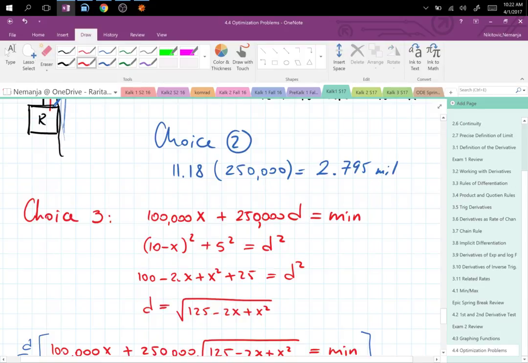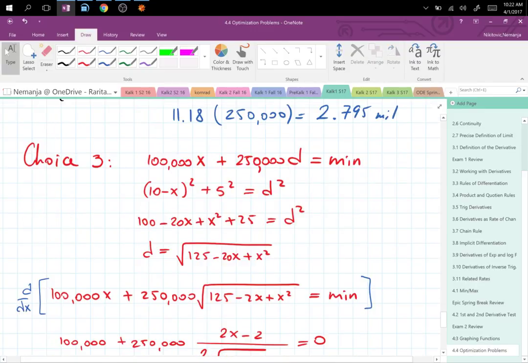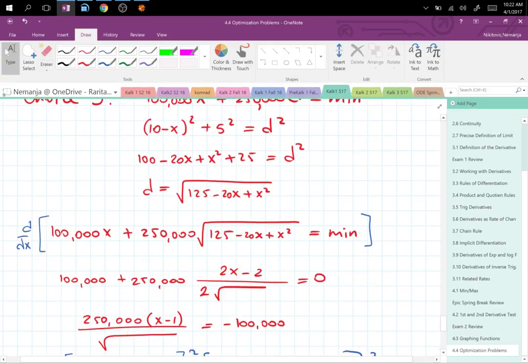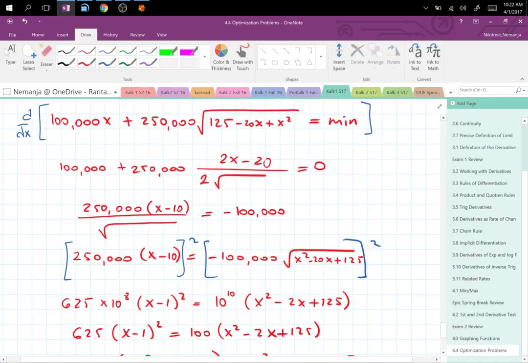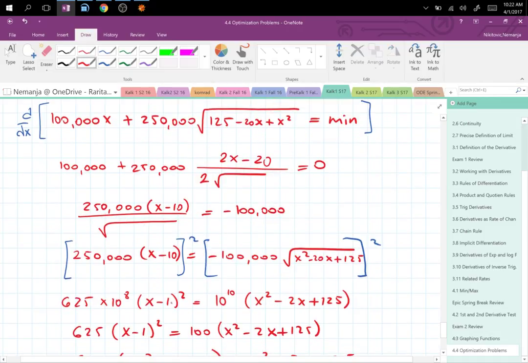So that needs to be 20, which makes this 20, which makes this 20. That makes 2x minus 20, then x minus 10, which makes this x minus 10. So we have to change everything. It's not a big deal.